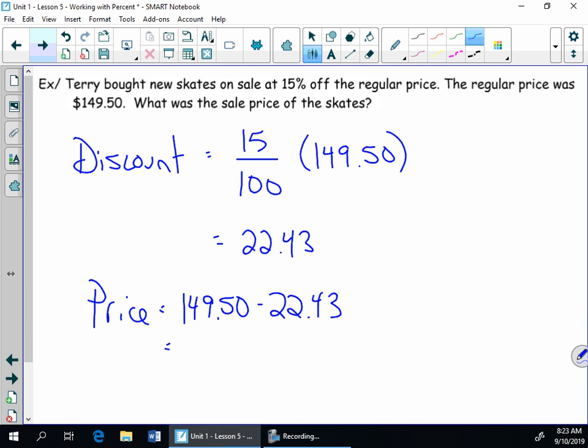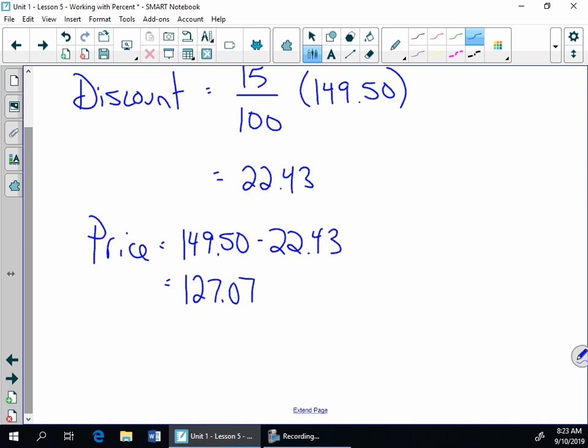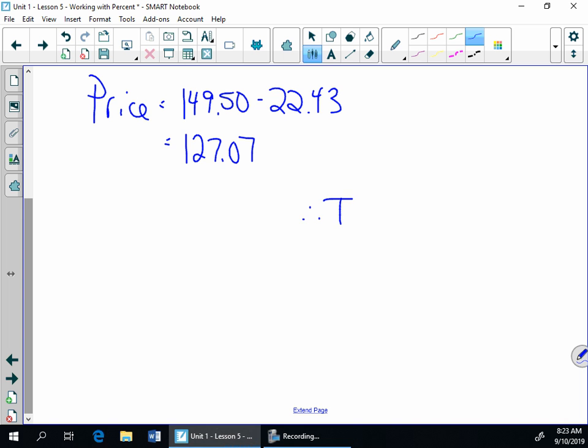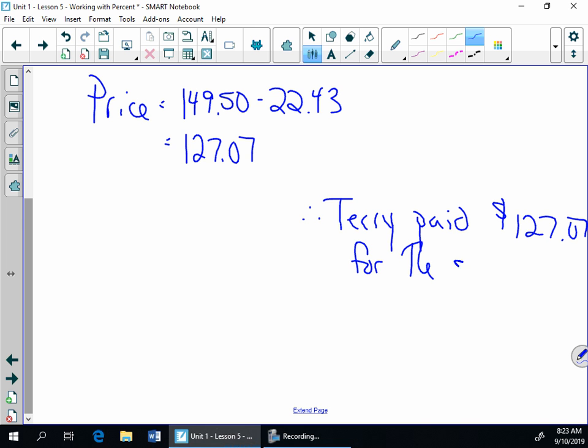Okay, the price, we always start with what we began at, $149.50, and we subtract our discount. Discount means you're taking something off the total, right? And we end up with $127.07. Okay, Terry paid $127.07 for the skates.